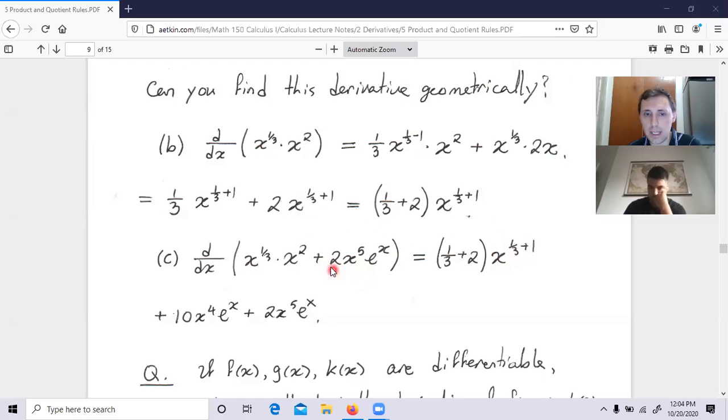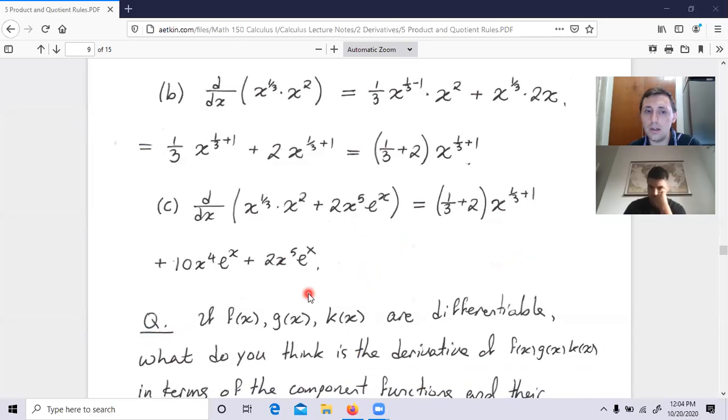And the derivative of the second part is another product rule. So it's plus another product rule, which is 10 x to the 4 e to the x plus 2 x to the 5 e to the x. Are you following, guys? This is just the procedure. Do you need more explanations about it?